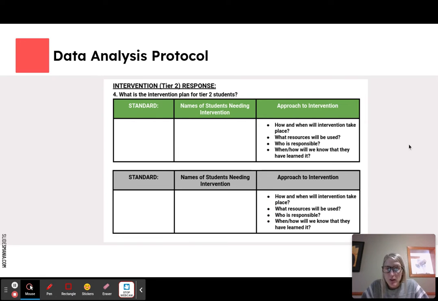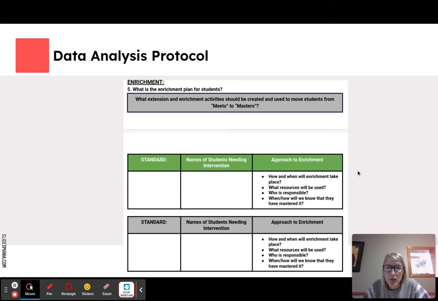And then we go on to our intervention response in terms of who needs intervention and based on what standard, because we do standards-based grading. And then you have these questions that you follow as you create your intervention activity, just guiding questions for the teachers.